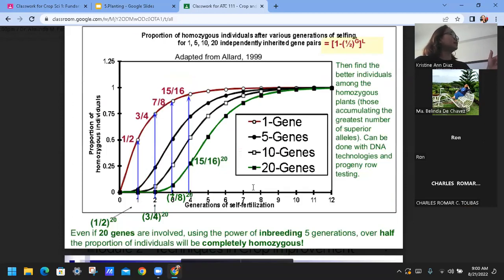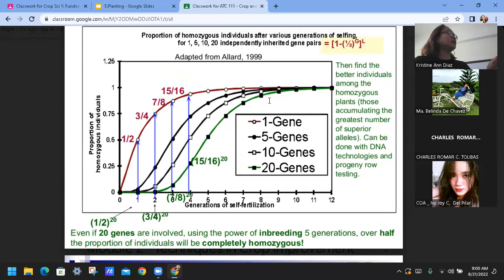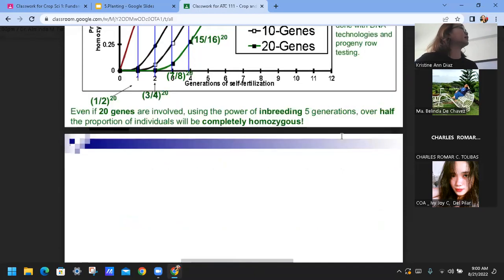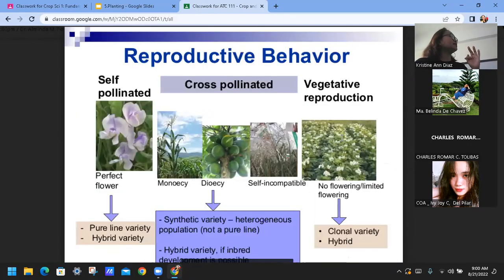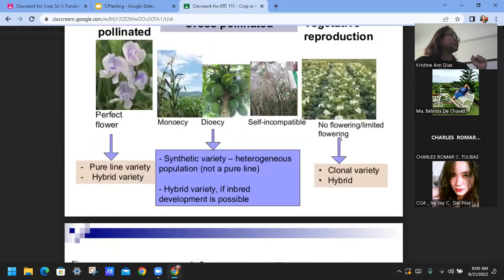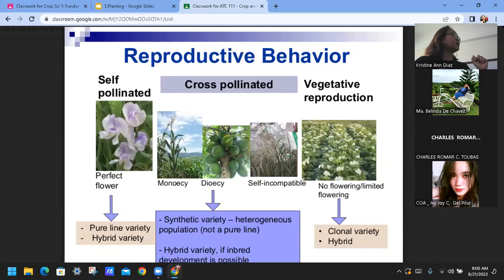So I guess that's it, and this will show you another combination, no? And different genes are produced, 20 genes with this square. And what is this square? 20 genes. In terms of reproductive behavior, these are another illustration to show you.